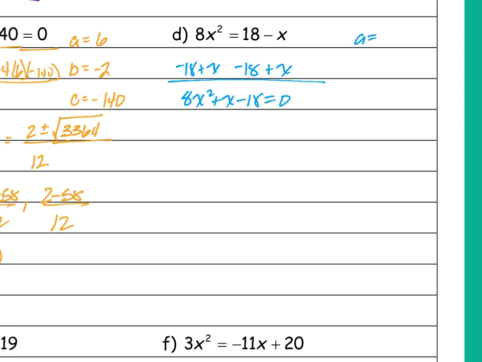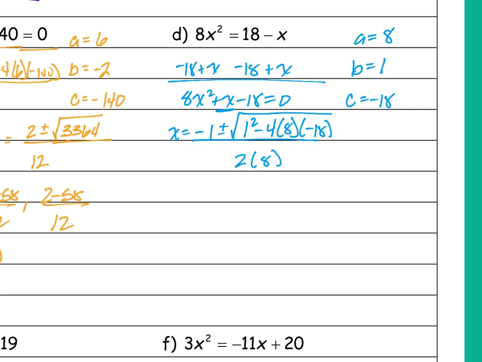Then a is 8. B is 1, because I have 1x. There's no number with the x, so it's always 1. And C equals -18. And again, I'm going to plug it into my quadratic formula. So x is going to equal -1 plus or minus the square root of 1 squared minus 4 times a, which is 8, times c, which is -18, all divided by 2 times a, which is 8.